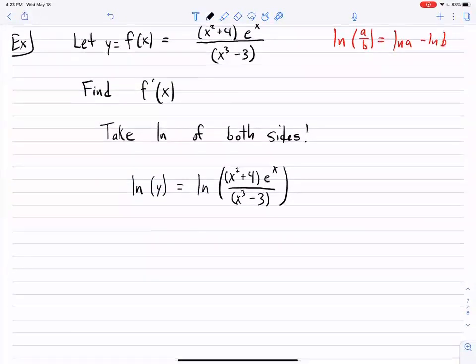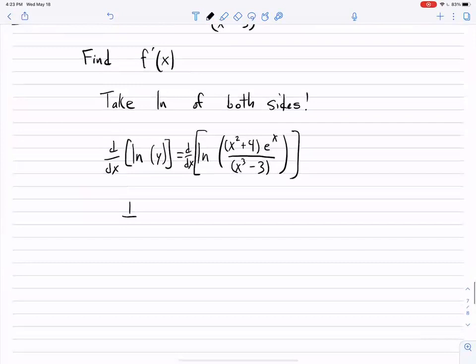Now I can take the derivative with respect to x, d dx of both sides. Well, the derivative of this is not bad because of chain rule. It's just 1 over y times dy dx, which is what we want.